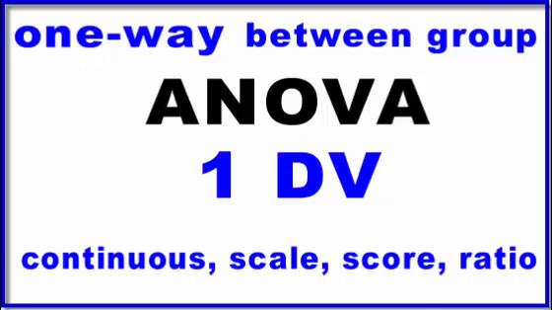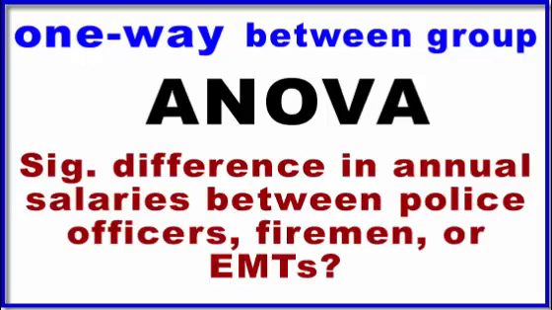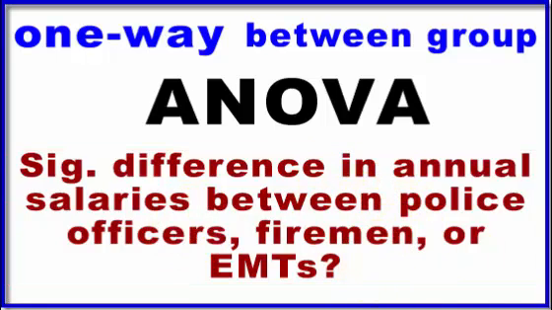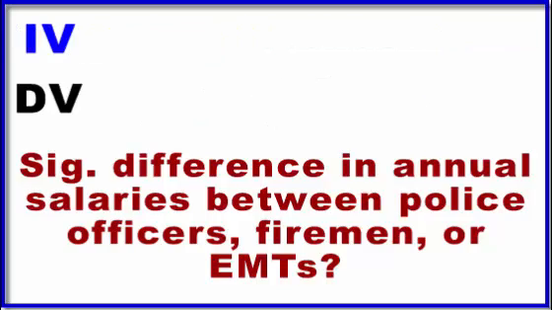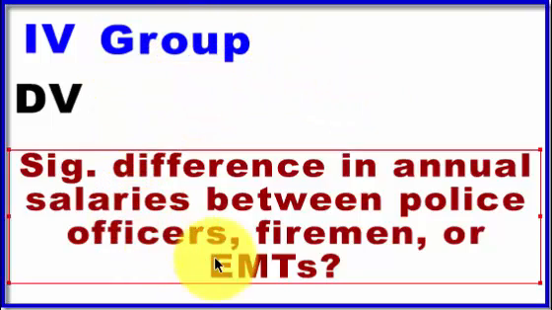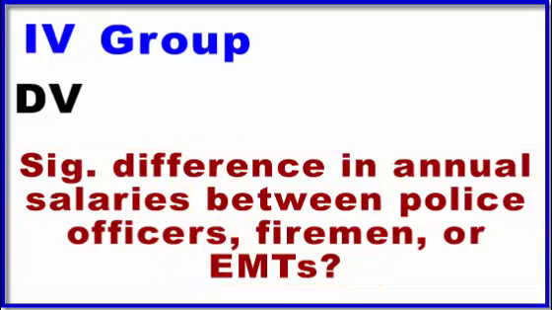Scale score ratio. In other words, it's just a regular number. Here's a good example. Is there a significant difference in annual salaries between police officers, firemen, or EMTs? That's a perfect example of when to use a one-way between group ANOVA. The IV is group, but now you can rename the IV if you want.